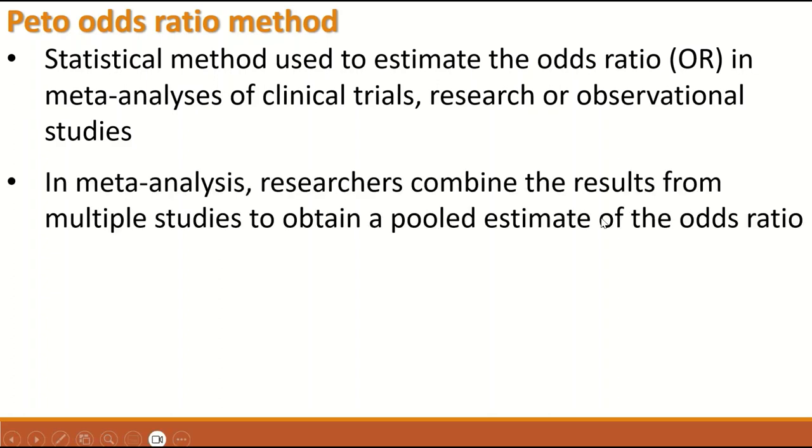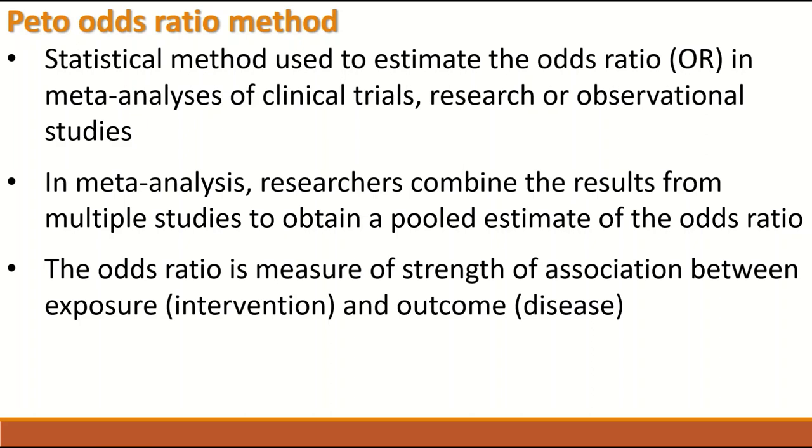So in meta-analysis, researchers combine the results from multiple studies to obtain a pooled estimate of the odds ratio. The odds ratio is the measure of the strength of association between exposure and an outcome. An exposure can be an intervention, drug administration, treatment, or risk factors. And the outcome can be a disease.